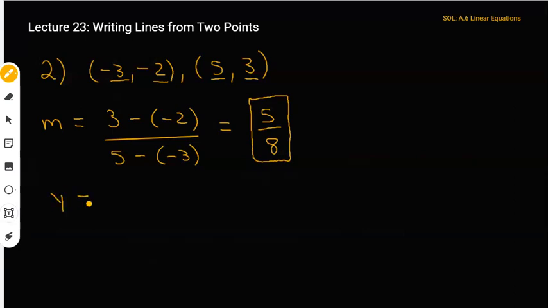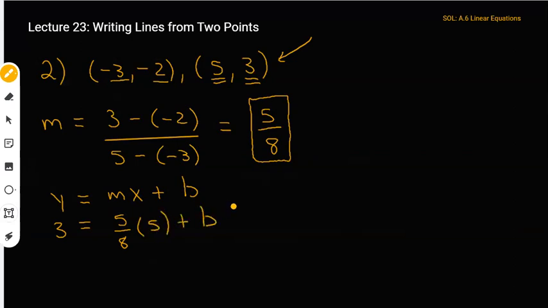Next, we're going to find b. To do this, I'm going to use m, and I'm going to use the second point right here. It actually doesn't matter which point that you choose, you just need to choose one of them. So my y value is a 3. My m is the slope, which is 5 over 8. My x value is also going to be 5 from this point right there. And I don't know what b is yet.